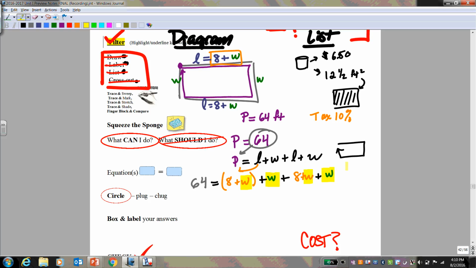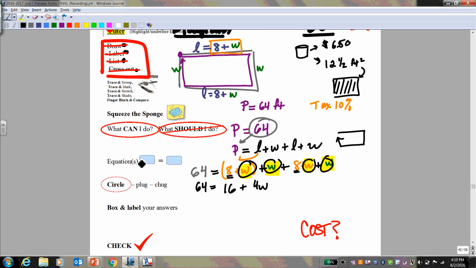Now we simply collect like terms. We have 64 equals, I'm going to select my 8s. I have 16 plus, and I circle my W's. I have 4W. Equations have two sides with an equal sign. That's why I wrote my equations perimeter equals. You always write equations with two sides and an equal sign between those sides. You solve here.